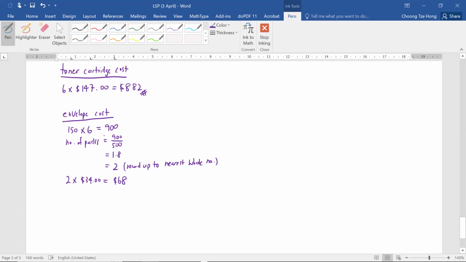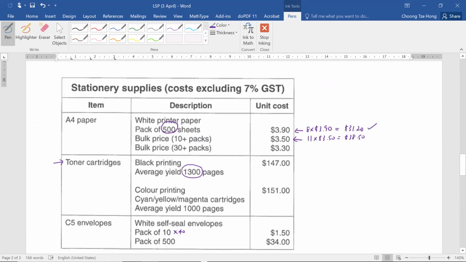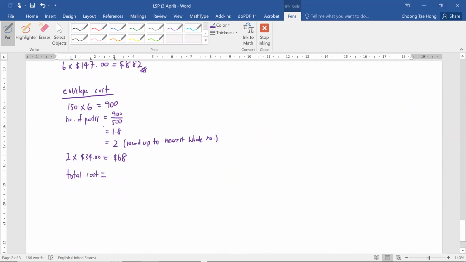Now that we have calculated all the individual costs, we can total up the cost, and after that, we will know the total cost. We divide by 150, then we will have solved the problem already. We have answered the question. So for the total cost, this is where you need to go back to the table and look out for more info. You see the stationery cost excludes 7% GST. So for all the stationery costs, paper, cartridge, and envelopes, we need to add an extra 7% to account for the GST.